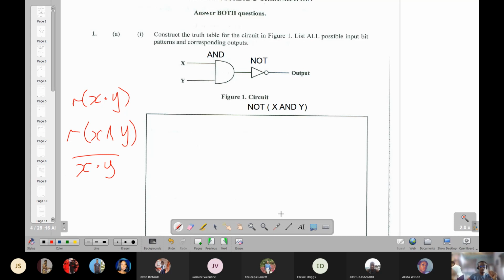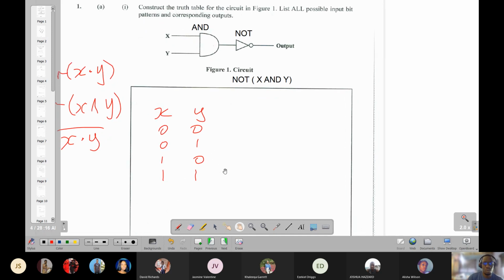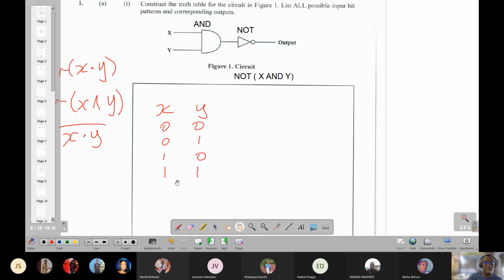So we want to construct the truth table. We have, of course, the X value and the Y value, and we have all possible bit patterns: 0 0, 0 1, 1 0, 1 1. That allows us to count from 0 to 3 in binary.